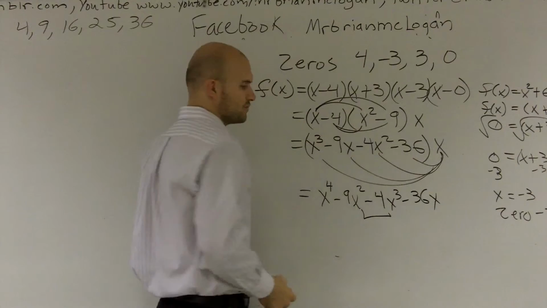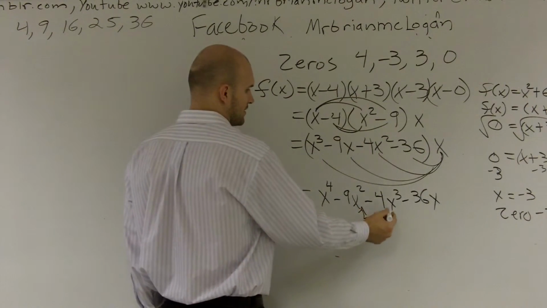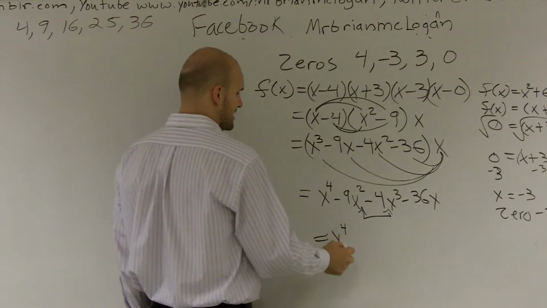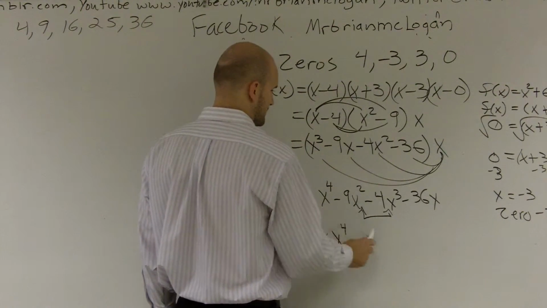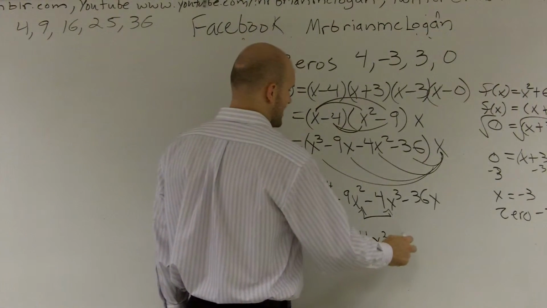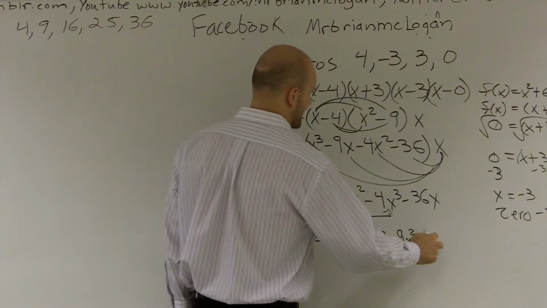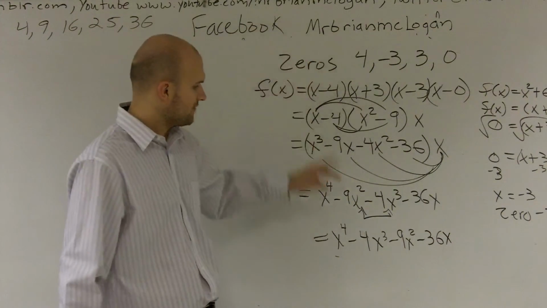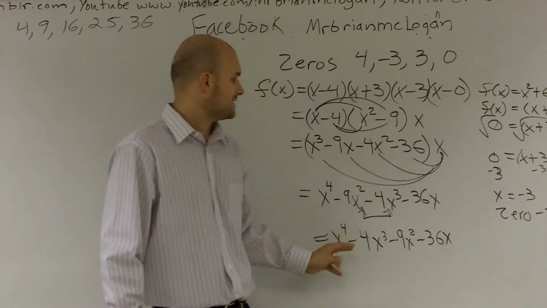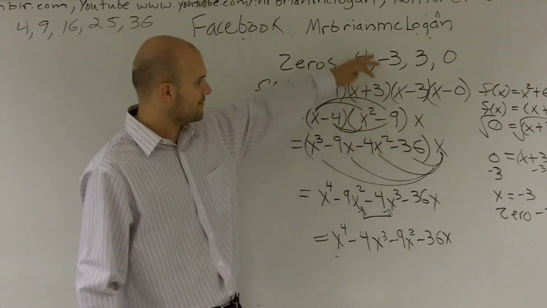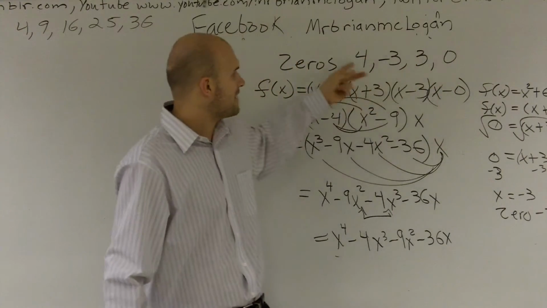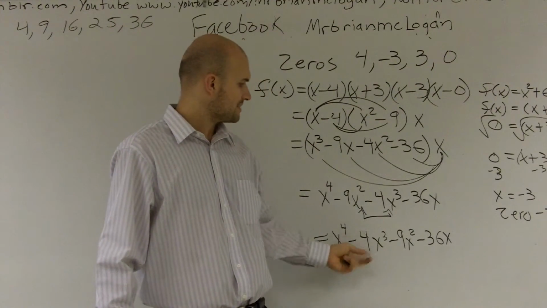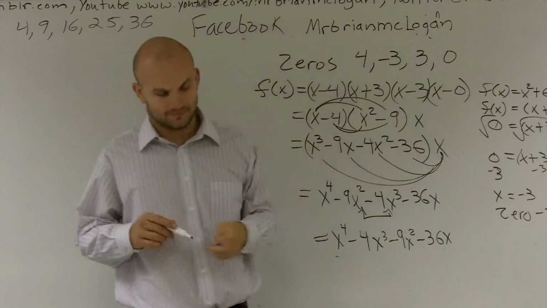Now I switch these two terms. I'm not going to combine them because they don't have the same exponent, but I'm going to write mine in descending order: x to the 4th minus 4x cubed minus 9x squared plus 36x. Now my polynomial function is written in descending order, and if I were to work backwards and find the zeros, they would be 4, negative 3, 3, and 0. Meaning this graph has intercepts at 4, negative 3, 3, and 0.